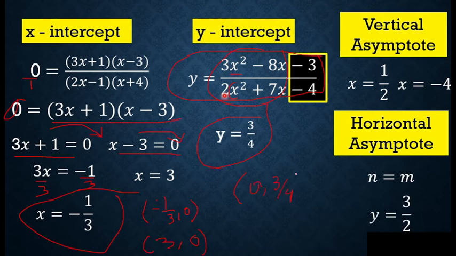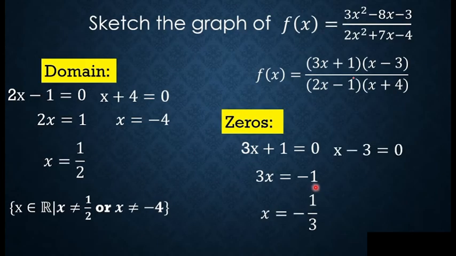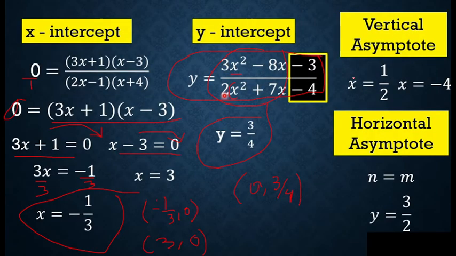So 0 and 3/4. And the vertical asymptote, look at our domain: 1/2 and negative 4. For the horizontal asymptote, n equals m. When the degrees are the same, divide the leading coefficients. 3 divided by 2, so 3 halves.